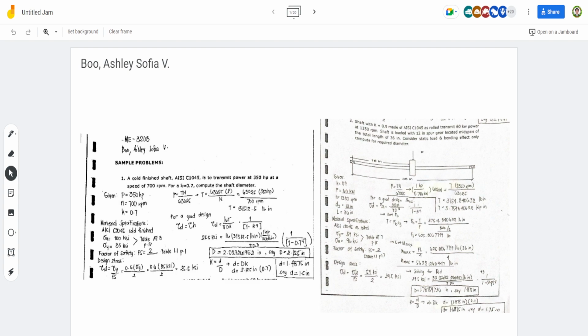Since we now have the force, we can find the moment using FL over 4. Substituting, the moment is 5632.260947 pound inches. Then convert to kip inches, which is 5.632260947. Since the values are complete, we can substitute into the initial formula, sigma Y over factor of safety is equal to 32M over pi d cubed times 1 over 1 minus k raised to 4. Substituting the values, we get a diameter of 1.78159736 inches, and the standard size is 1 and 7/8 inches.